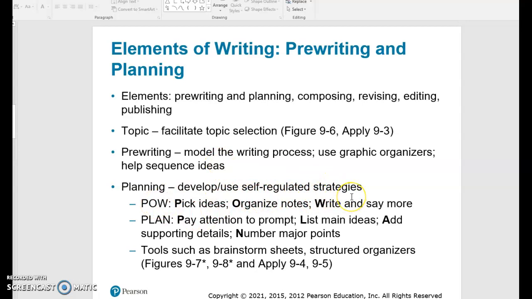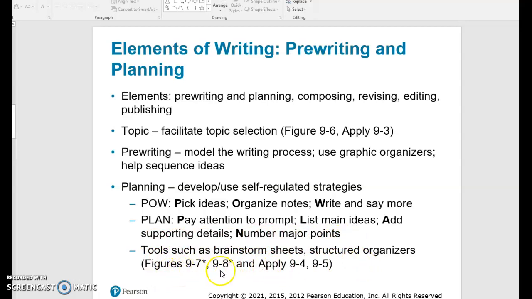There are a lot of self-regulated strategies that are in the textbook. One of them is POW: pick ideas, organize notes, write and say more. One is PLAN: pay attention to prompt, list main ideas, add supporting details, number major points. And then there's tools such as brainstorm sheets and structured organizers.